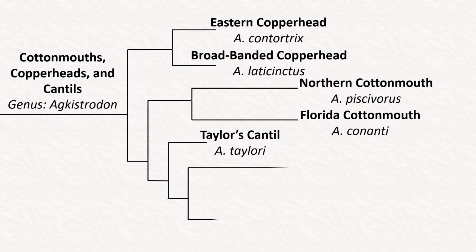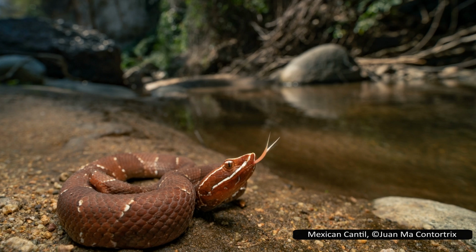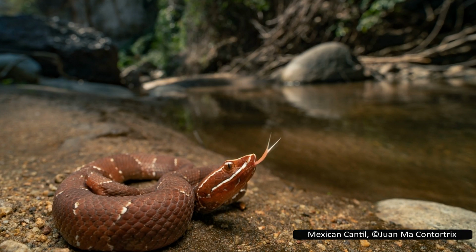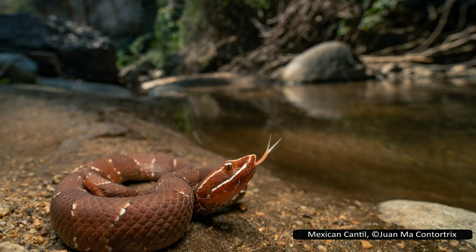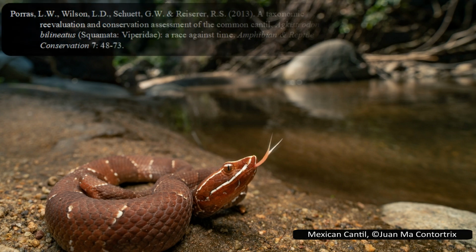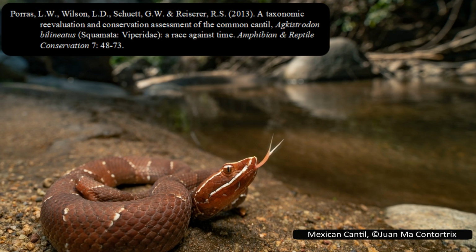The Mexican Cantil, Agkistrodon bilineatus, has many common names: the Cantil, the Mexican yellow-lipped viper, and the black moccasin, among others. Its taxonomic status makes it difficult to find a current distribution map for them. Currently, it has no subspecies, but this was not always the case. It used to have 3 subspecies, but genetic analysis by Porras et al. in 2013 resulted in all three being elevated to separate species.